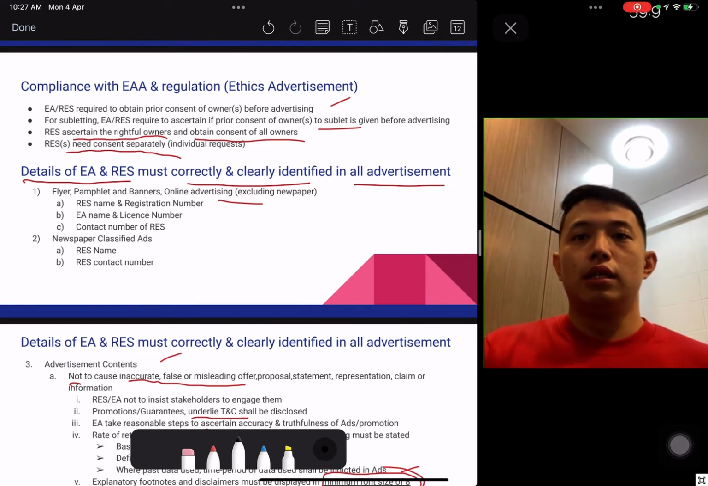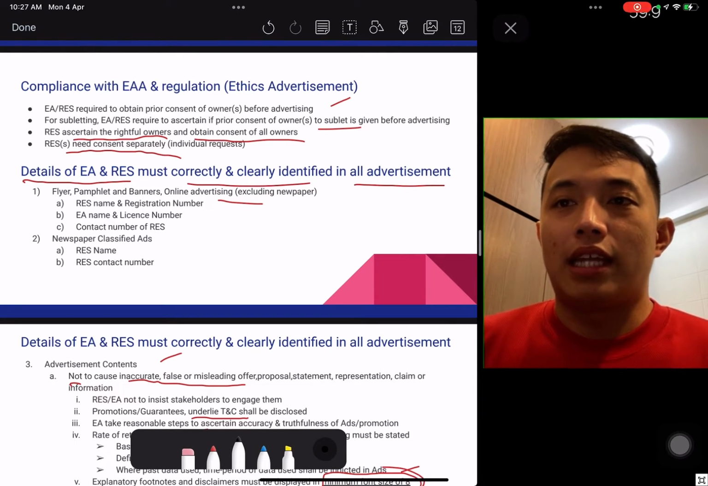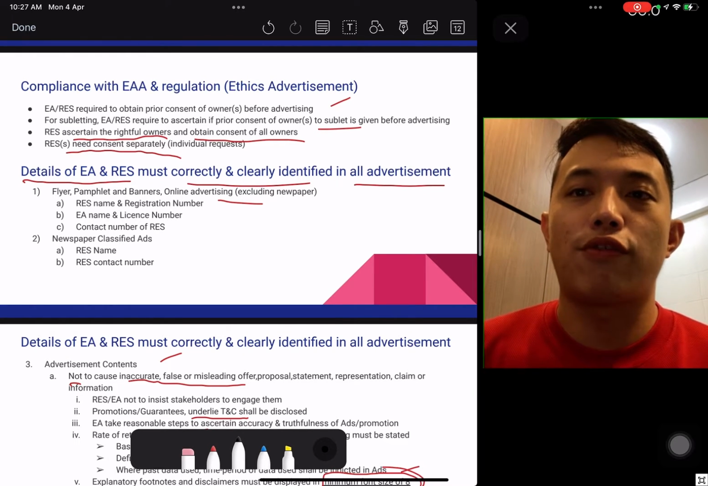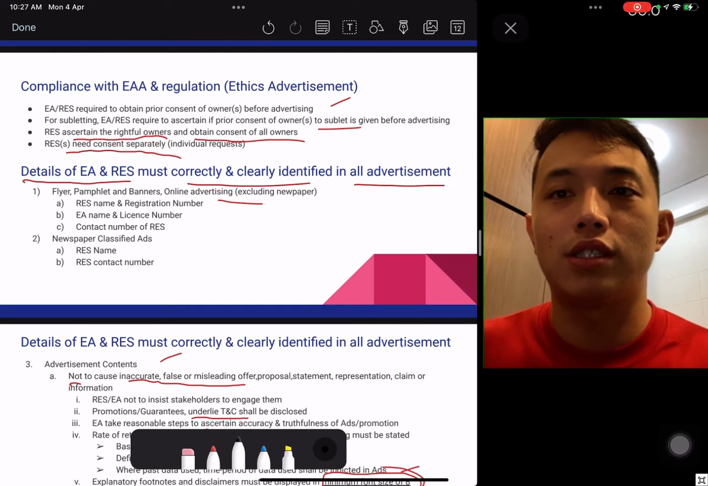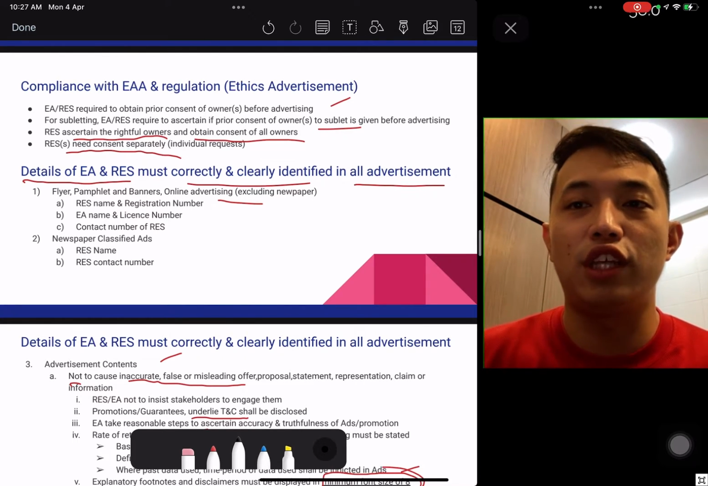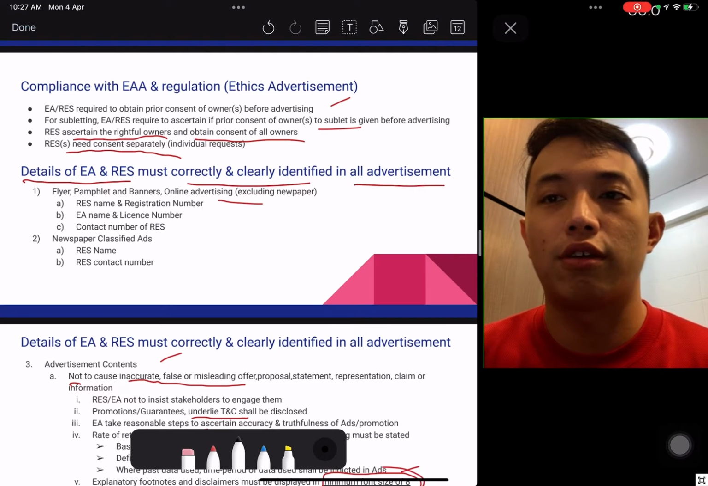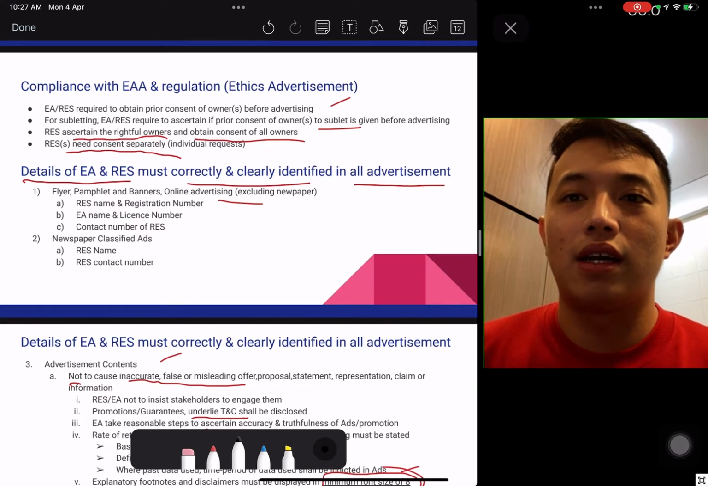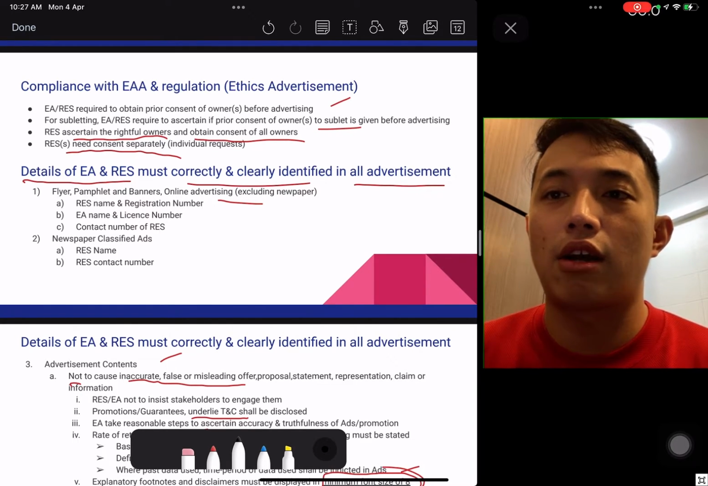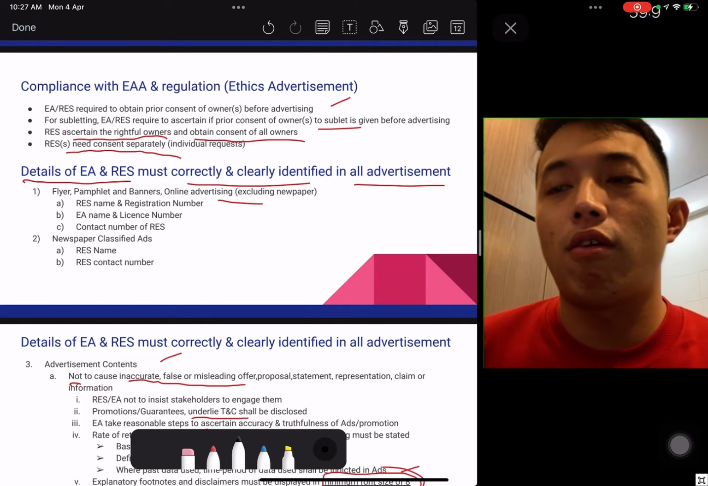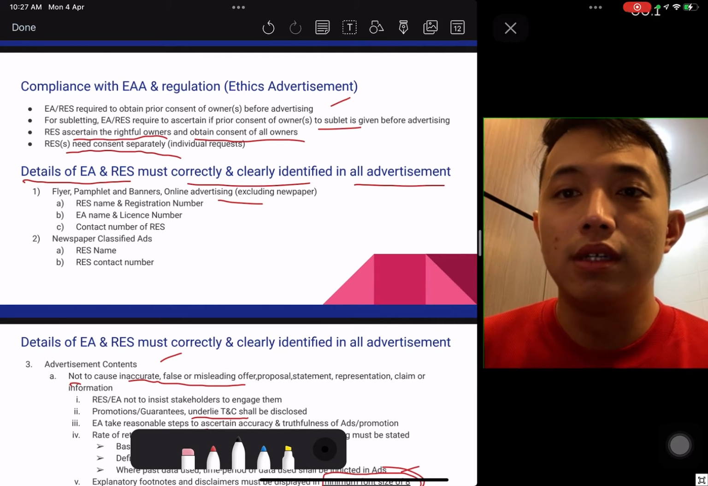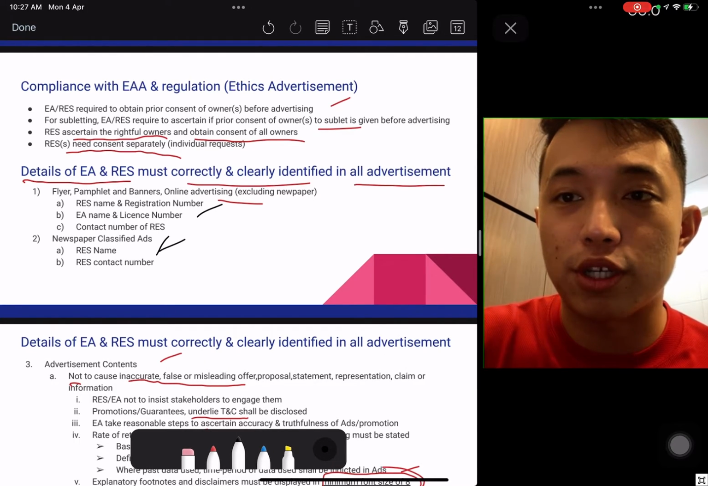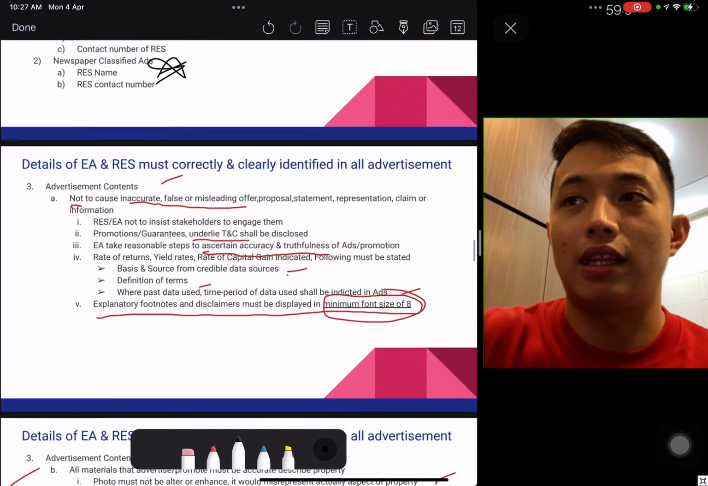For subletting, you must get the original owner's approval for further sublet from the current one. You must ascertain the rightful owner's signature for the sublet, from all owners. You must get separate consent from individual owners to do a sublet, or sales or rental of the units. The details of the EA and RES must be correct and clear on all advertisements except for newspaper. Everything must be in there, such as flyer, pamphlet. Only newspaper is a special case. You only have 2, which is name and contact number.